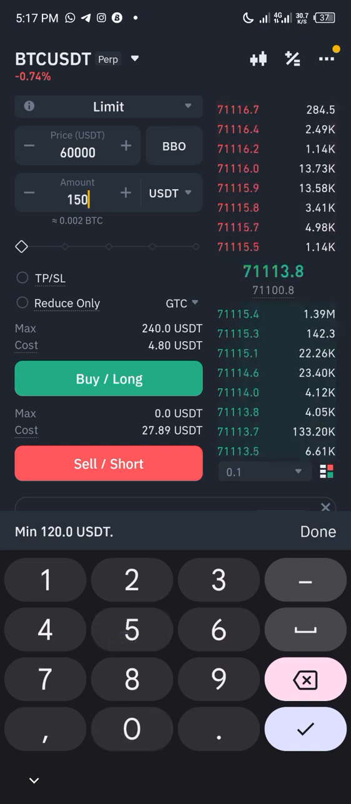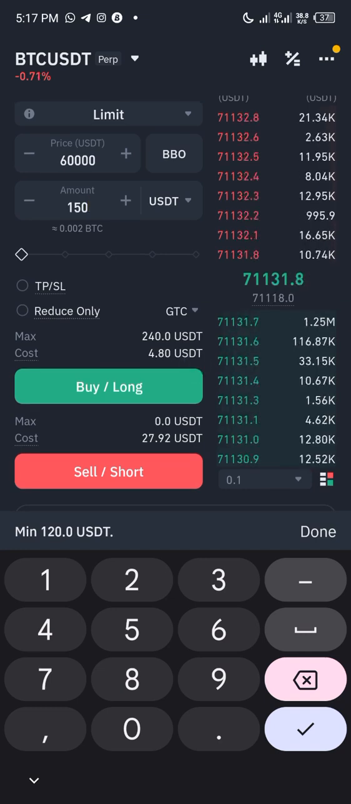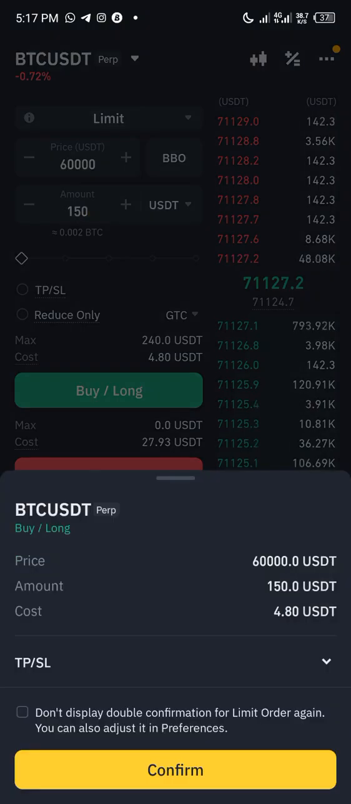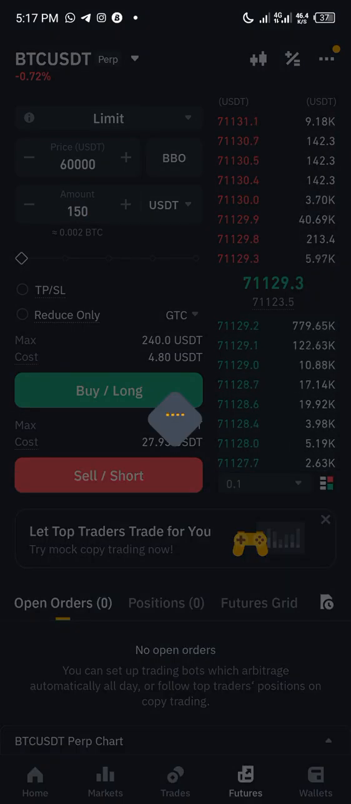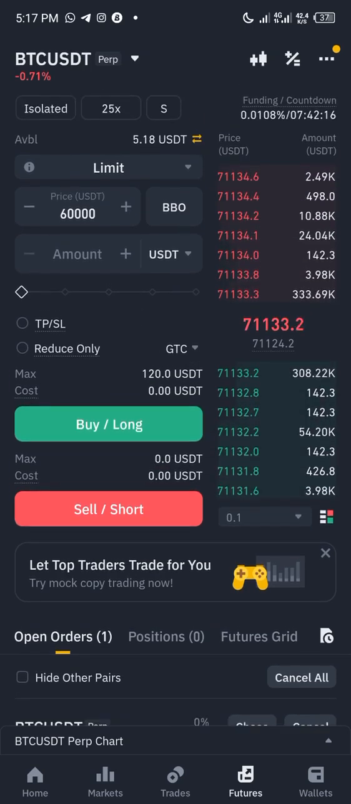And as you can see, this is the cost. The total cost here is 4.8 USDT. This means that this is the amount they are going to charge me in my wallet if I want to enter a $150 trade. So let's say I want to go into a long position. I'll just click on buy long. Then you click on confirm. As you can see, I placed the order using the limit option, right?